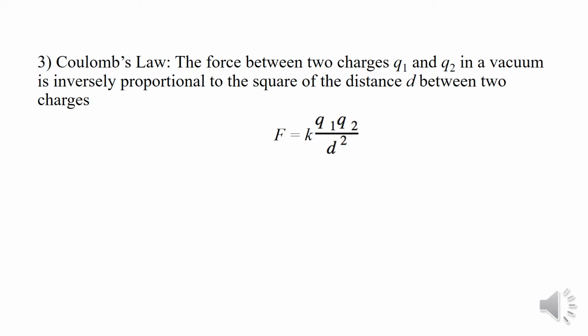A third law is Coulomb's law. This states that the force between two charges, Q1 and Q2, in a vacuum is inversely proportional to the square of the distance d between the two charges. The formula is k Q1 Q2 all divided by d squared, where k is a constant. This formula is very similar to the formula for the law of universal gravitation from the previous slide.